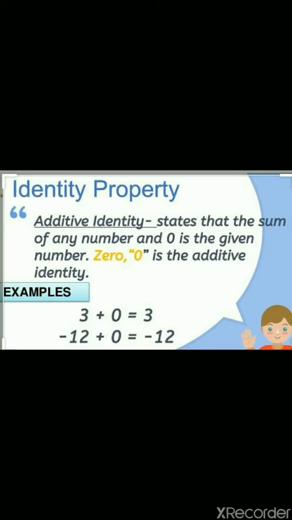Identity property. Additive identity states that the sum of any number and 0 is the given number, 0 is the additive identity. 3 plus 0 is equal to 3, which means if we add 0 to any integer, we always get the same integer. Same with another example, minus 12 plus 0 is equal to minus 12.